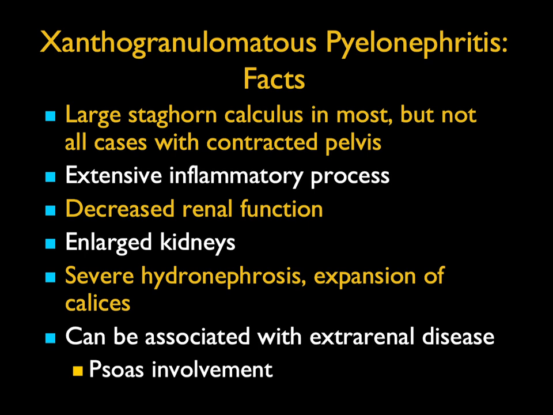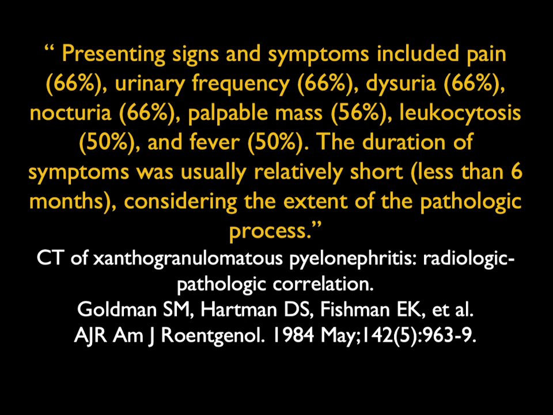And in fact, in the old days, and I'll show you examples, the way patients with XGP presented was a palpable mass in the abdominal wall, and you thought you were dealing with an abdominal wall abscess or a tumor. This is one of the first articles I wrote like 1,000 years ago, presenting signs and symptoms including pain, urinary frequency, dysuria, nocturia, palpable mass, leukocytosis, and fever were all common. Duration of symptoms, usually less than 6 months.